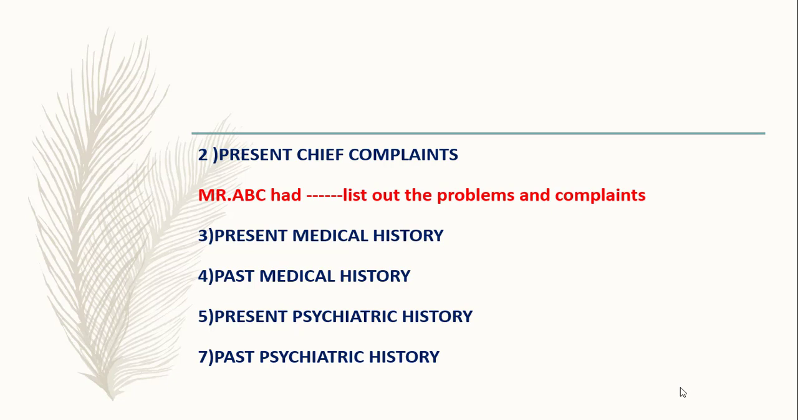Then past psychiatric history. Under past psychiatric history, you have to write the past psychiatric details of the patient, like if the patient went to hospital and underwent any psychiatric treatment, any psychiatric medications and therapies, you have to write that under past psychiatric history. And if there is none, you can write no significant history of past psychiatric history.